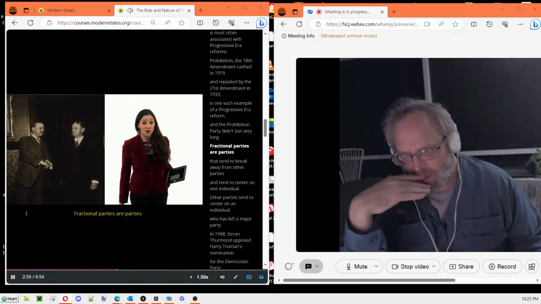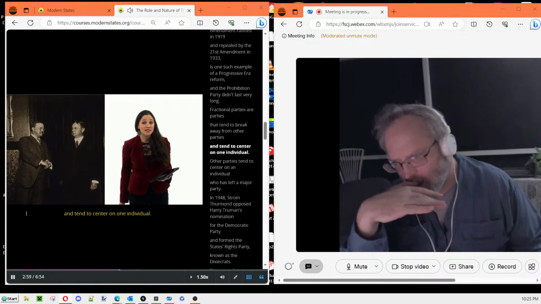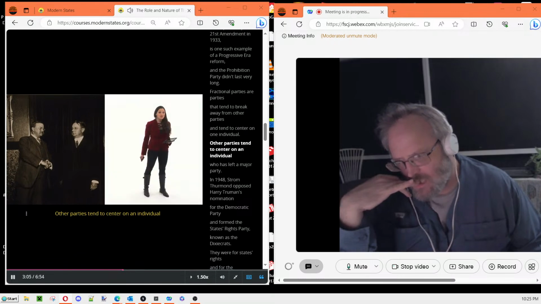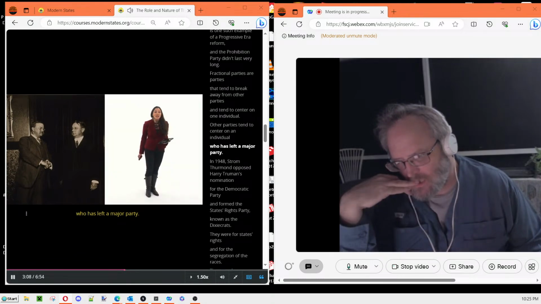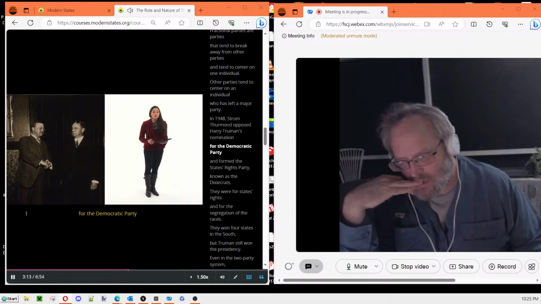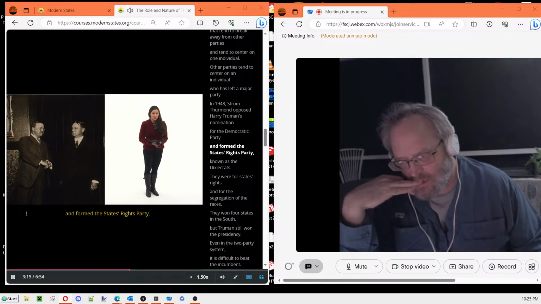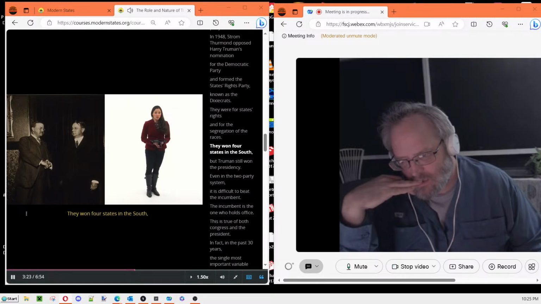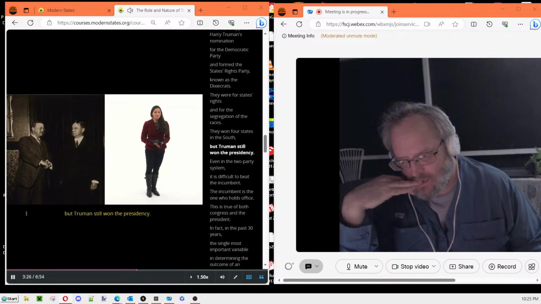Factional parties are parties that tend to break away from other parties and tend to center on one individual. Other parties tend to center on an individual who has left a major party. In 1948, Strom Thurmond opposed Harry Truman's nomination for the Democratic Party and formed the States' Rights Party, known as the Dixiecrats. They were for states' rights and for the segregation of the races. They won 4 states in the South, but Truman still won the presidency.